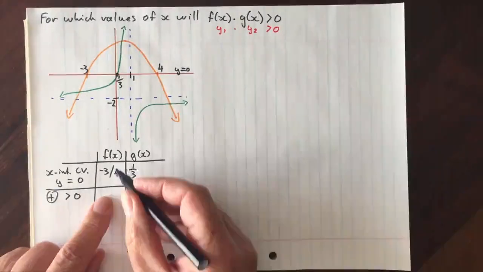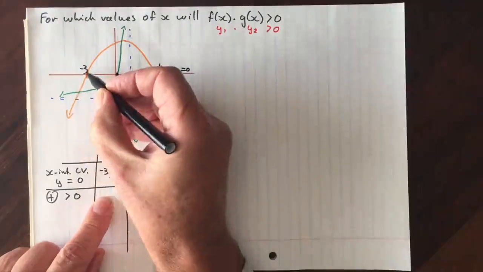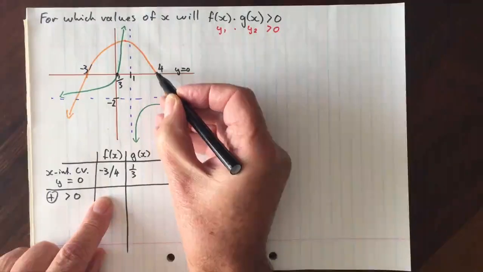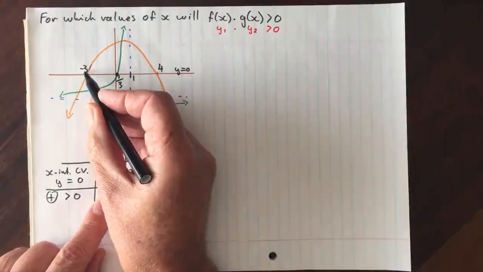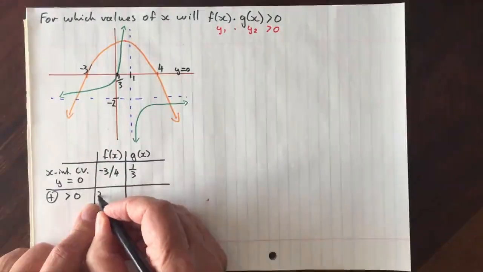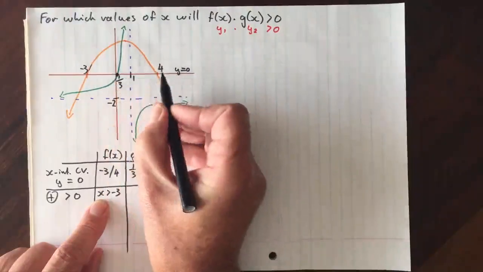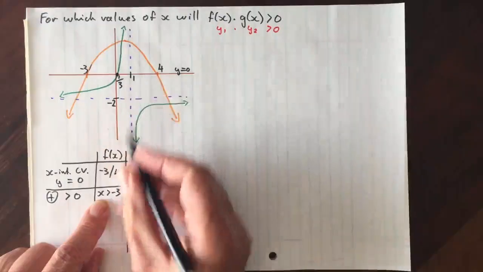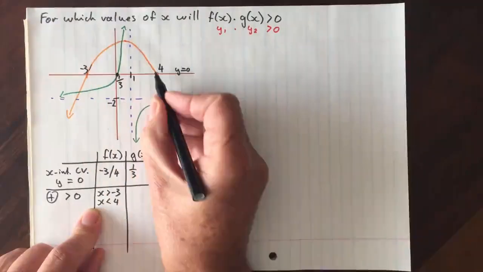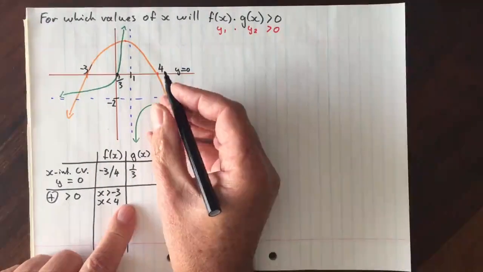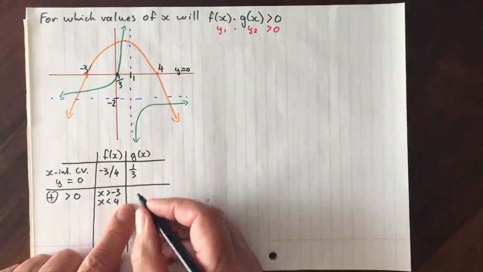So where is f(x) greater than 0? Below the x-axis, that's negative. Above my x-axis, it's positive. So that part of my parabola is positive outside -3 and 4. So it will be for x greater than 4, to the right, and to the left of -3, x less than -3. That is where my parabola is positive. Now let's have a look. Where is my hyperbola positive? So let's see.